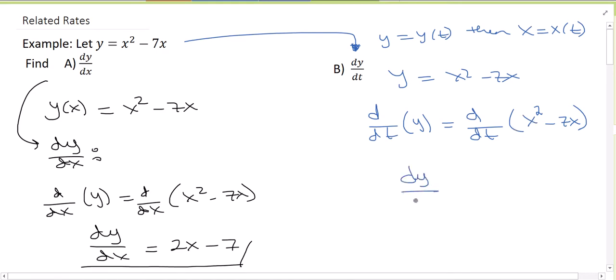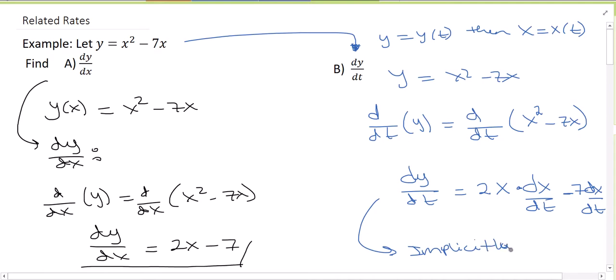So here I'm going to have dy dt equals, now x is not the variable, I'm not taking the derivative with respect to x, right? Like here, when I took the derivative of x squared with respect to x, I got 2x. But here, x is x of t, so when I take the derivative, I'm going to have 2x times the derivative of x with respect to the variable t. So I'm going to have times dx dt minus the derivative of 7x with respect to t, so this is going to be 7 dx dt. And so that will be our derivative. So this was done implicitly, since both x and y are functions of t.